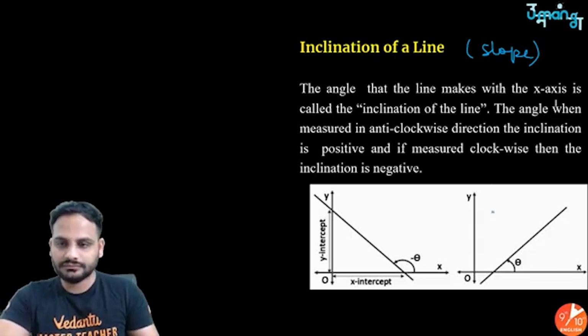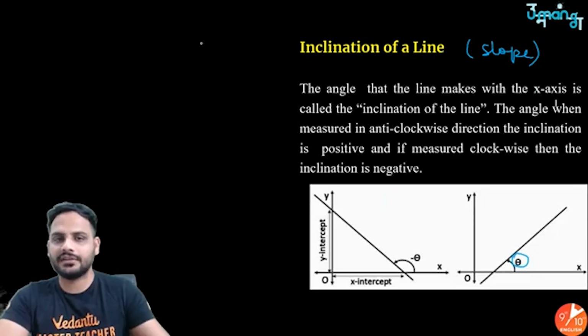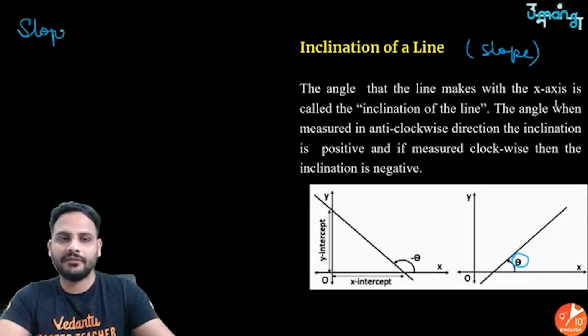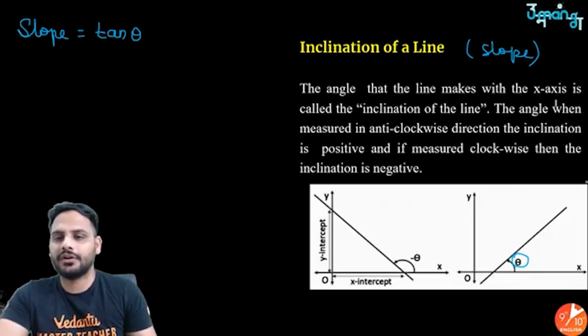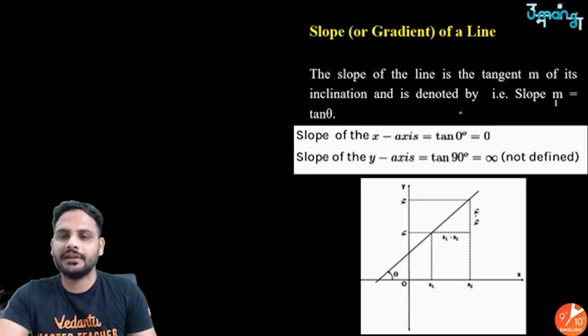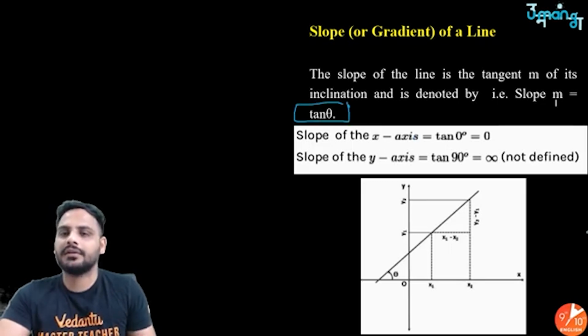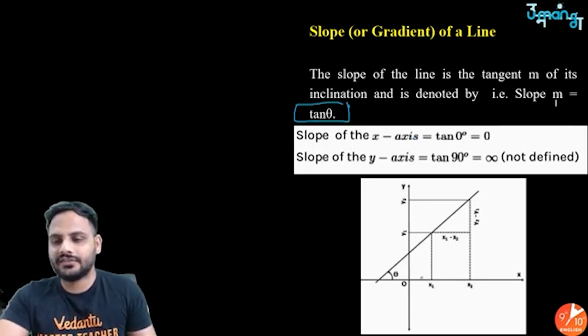Okay, so look, this will be your theta. This theta is the inclination. Do you know what slope is? Once you know theta, slope is tan theta. That will be called your slope. So what is slope? Tan theta. Got it?